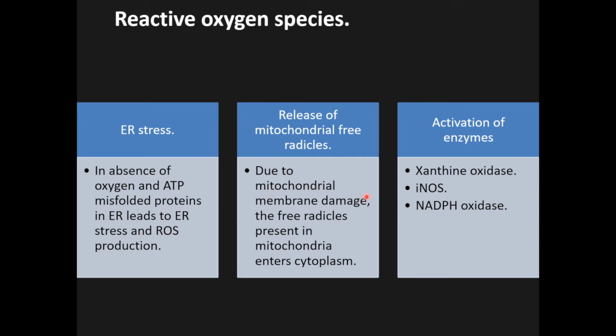Due to mitochondrial damage by calcium deposition or increased osmotic disruptions, the free radicals present in the mitochondria start to enter the cytoplasm, which also leads to an increased amount of reactive oxygen species in the cytoplasm. There are several other enzymes that are activated, which are xanthine oxidase, iNOS, or inducible nitric oxide synthase, and NADPH oxidase. All of these enzymes lead to formation of reactive oxygen species.